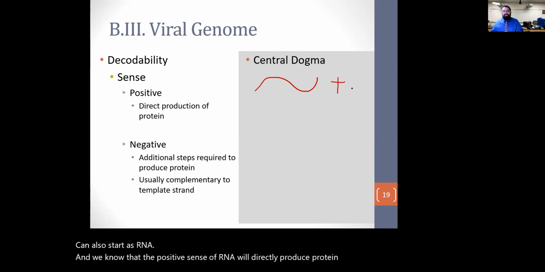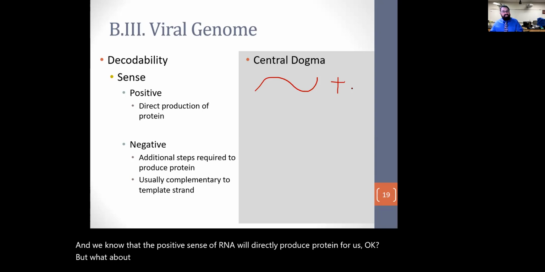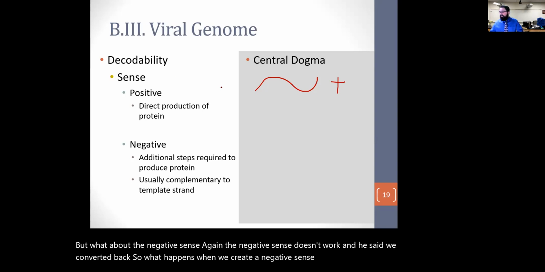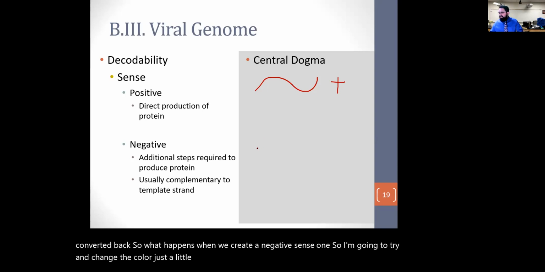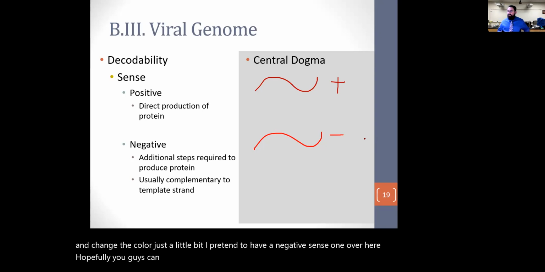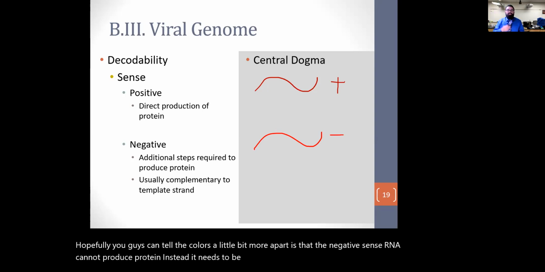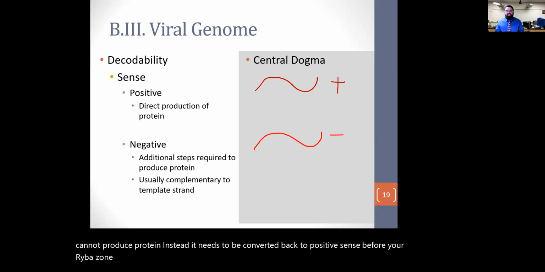Okay, but what about the negative sense? Well, again, the negative sense doesn't work. It needs to be converted back. So what happens when we create a negative sense one? I'm going to try and change the color just a little bit. I pretend I have a negative sense one over here, right? Hopefully you guys can tell the colors a little bit more apart. The negative sense RNA cannot produce protein. Instead, it needs to be converted back to positive sense before your ribosome can read it and then turn it into something awesome and functional.